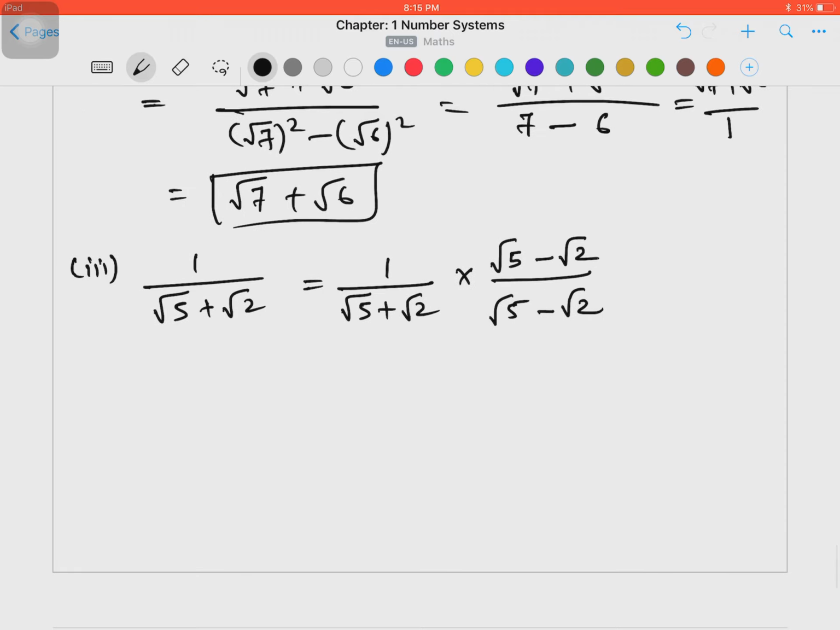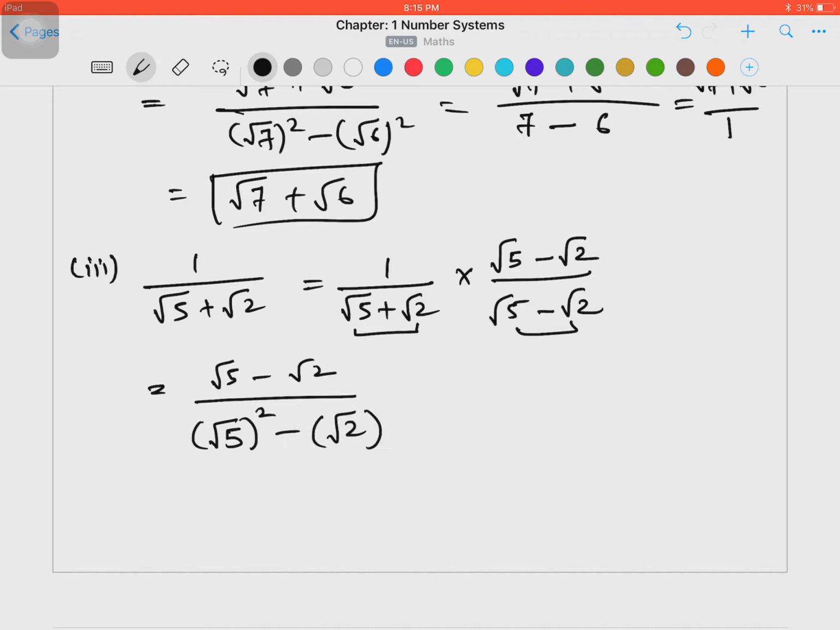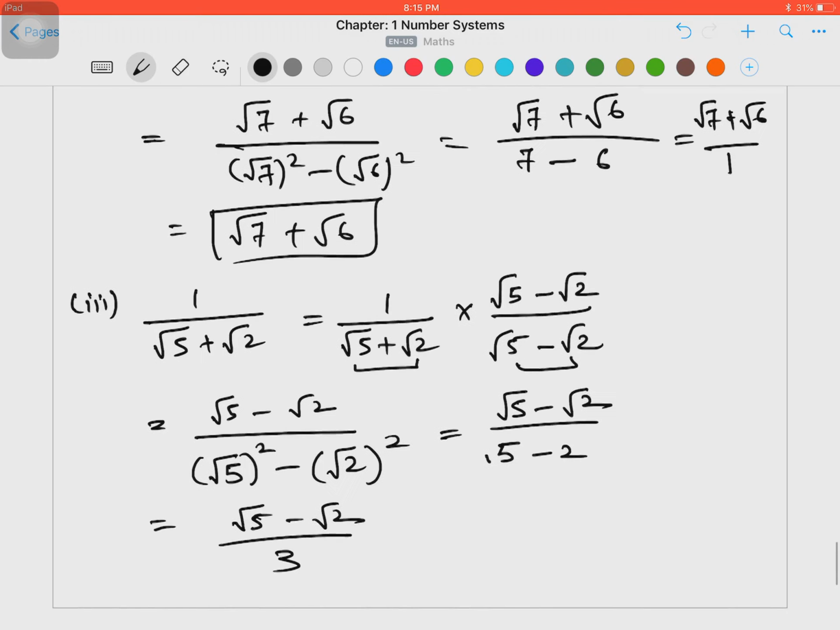So now do the multiplication. On the upper side we'll have root 5 minus root 2, and again this is a plus b and a minus b, that will result in the square of the first term minus the square of the second term, that is root 5 square is 5 and root 2 square is 2. So the result is root 5 minus root 2 divided by 3.